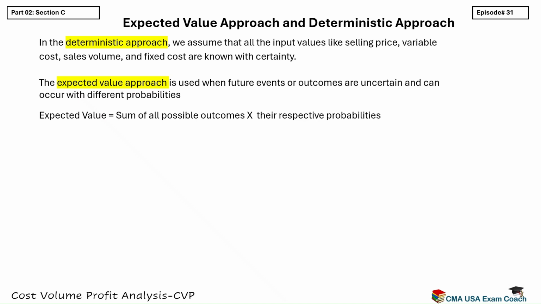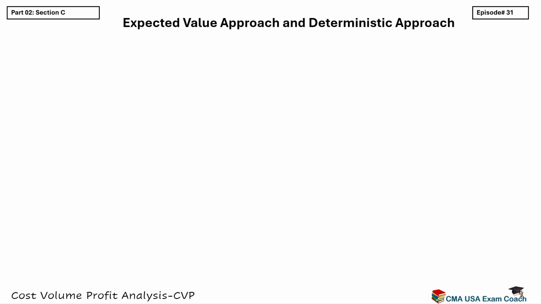This approach is especially useful in uncertain environments like fluctuating markets, seasonal sales, or during product launches where outcomes are not guaranteed. In the next slide, let's solve a simple example using the expected value approach to make the concept clearer. Let's now understand the difference between the deterministic approach and the expected value approach through a simple example.